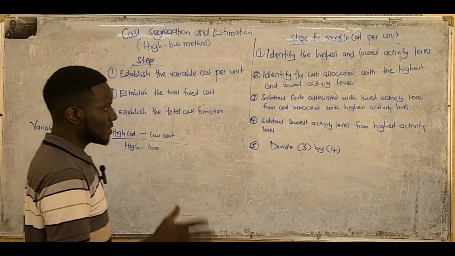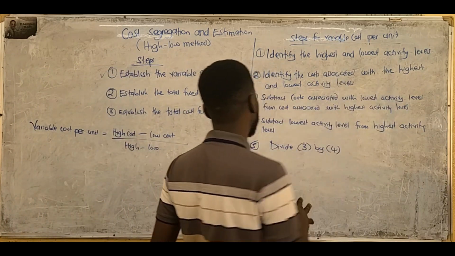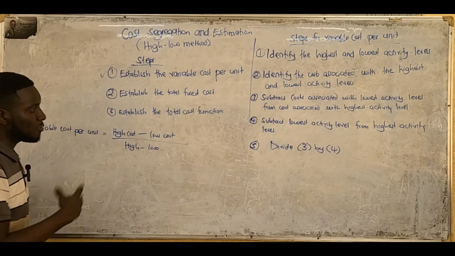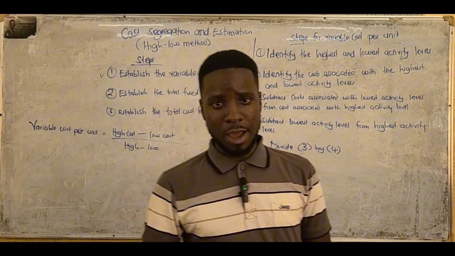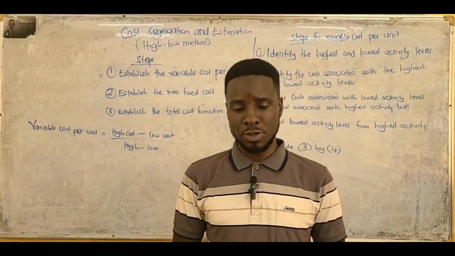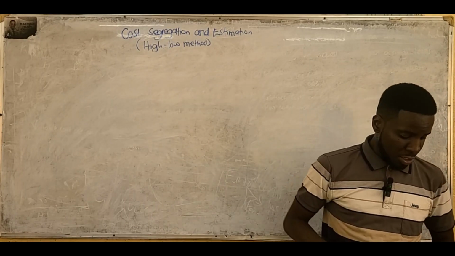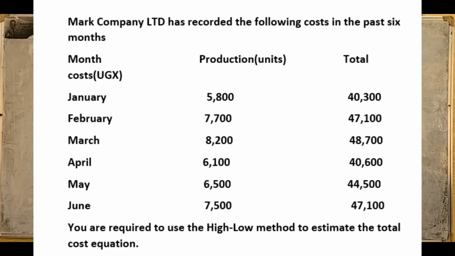So I think I'm going to take a question on this and I will show you how it will help us and how it will form up. But it is a very, very easy topic to do. So allow me to rub off this, then we attempt a certain question. The question says, Mark Company Limited has recorded the following costs in the past 6 months. So they've given us the month, production units, and total costs in Ugandan shillings.